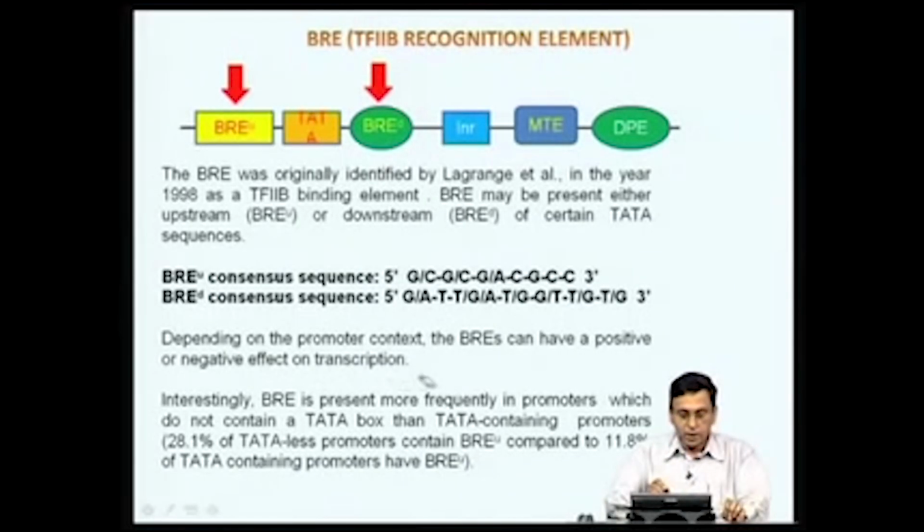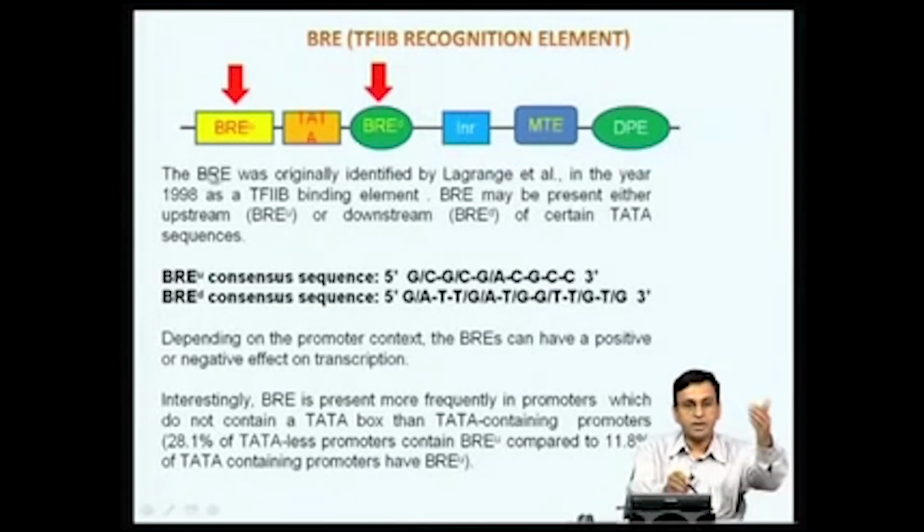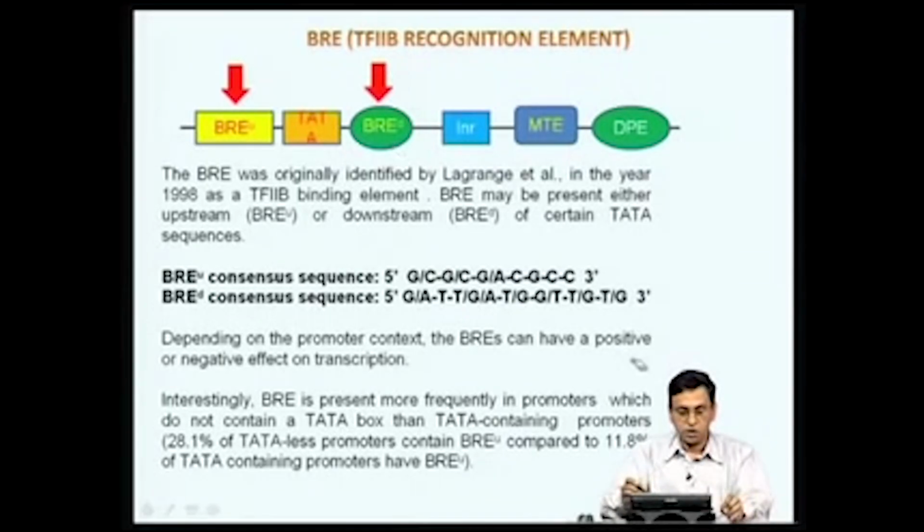Now, depending upon the promoter context, the BREs can have either a positive or negative effect on transcription. So, remember that this is what I kept talking about. Do not assume that when I say core promoter sequences, their job is just to recruit RNA polymerase to the promoter. Variations in the core promoter sequence itself can lead to differential gene regulation. That's the crux of the thing. Depending upon what other promoter sequences are there, these BRE sequences can either activate or repress transcription.